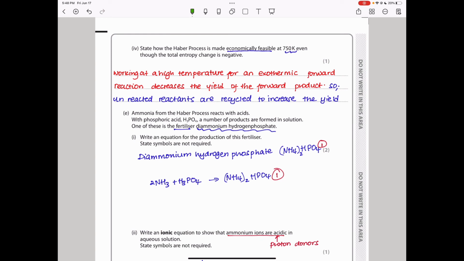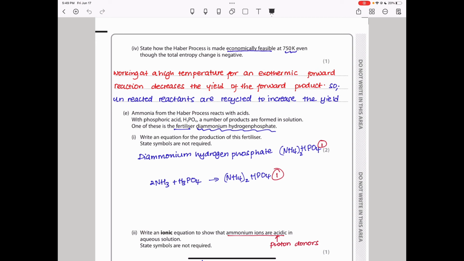The next part says, state how the Haber process is made feasible. Let me get a highlighter here. Is made feasible at 750 Kelvin, even though the total entropy change is negative. Here we have to know they are working at high temperatures for an exothermic reaction. Remember, they are working at high temperatures to increase the rate of reaction. However, it's an exothermic reaction.